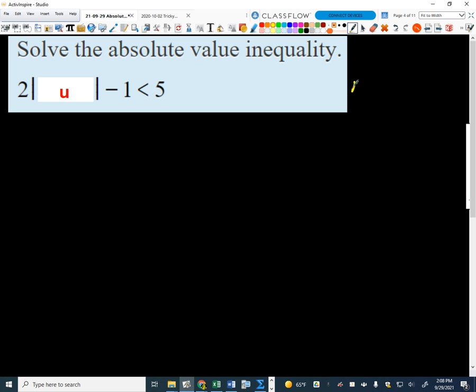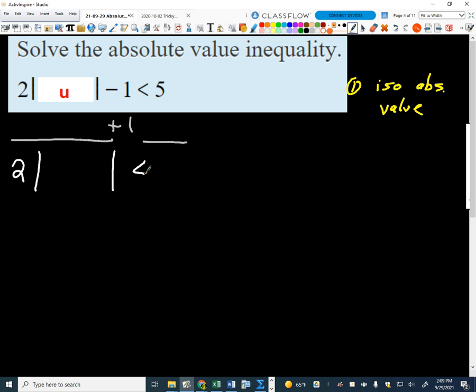Okay, so let's do that. If we add 1 to both sides, we get 2 times our absolute value is less than 6. If I divide each side through by 2, we get our isolated absolute value is less than 3. Okay? And let me do this.